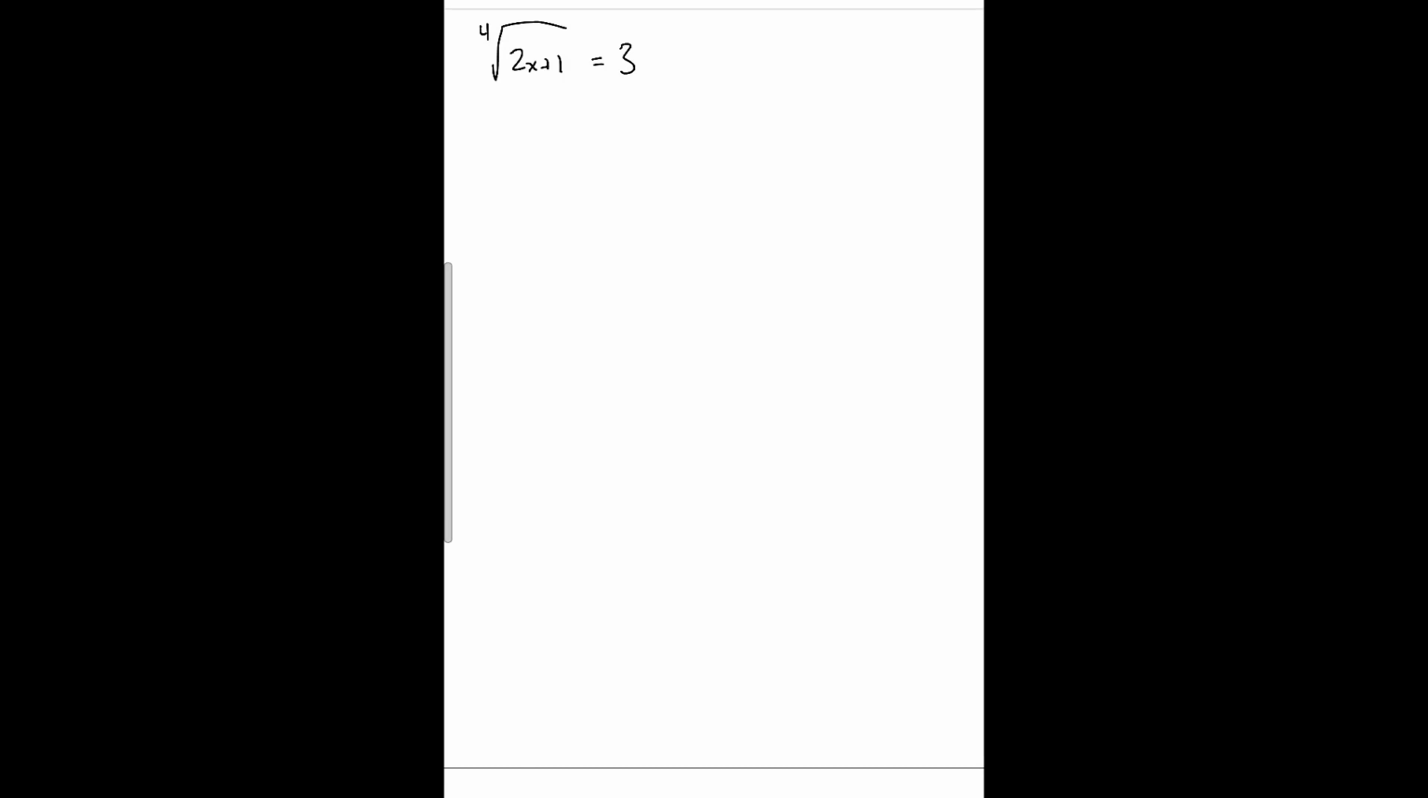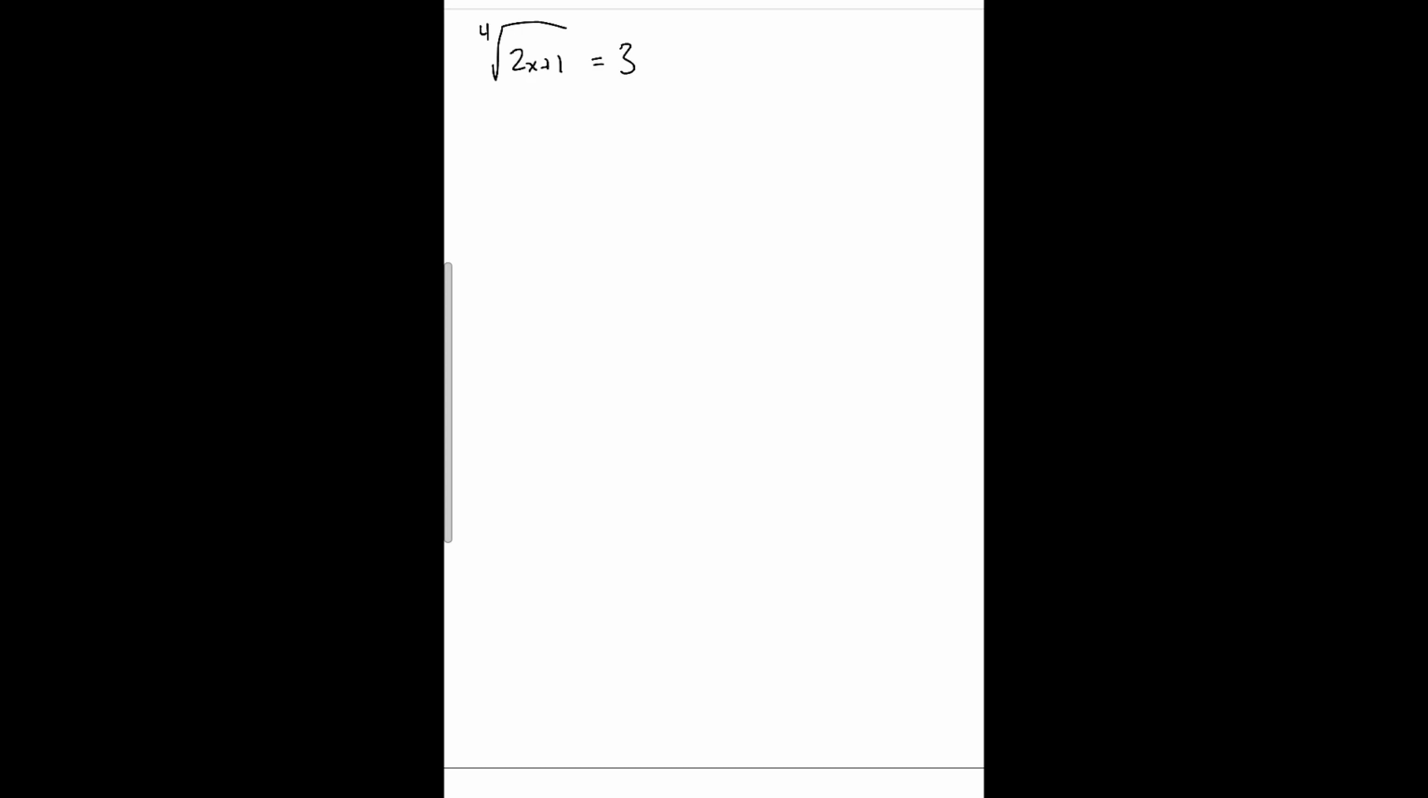Now remember, the ultimate goal for radical equations, or for any equation, is to get your variable by itself. So what we have to do here, well, this is the fourth root of something. Now, in order to undo a fourth root, just like with square roots, to undo a square root, we square both sides. In order to undo a cube root, we cube both sides. We raise both sides of our equation to the third power.